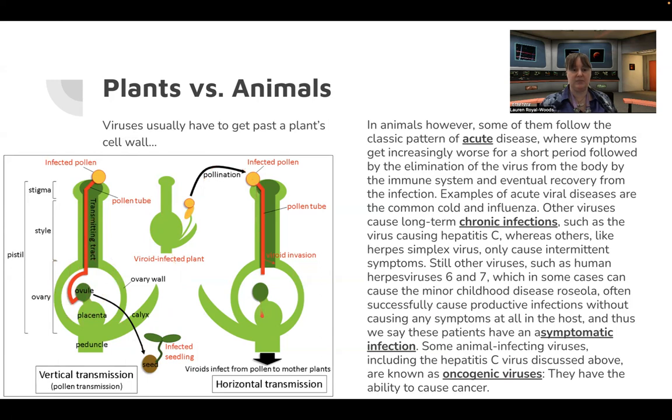Another way is that viruses infect pollen that goes to other plants. So it can do vertical transmission, where it comes in and makes viable children or seeds, and the seeds go on and turn into infected seedlings, sick plants. Or it goes horizontal, where it basically comes off an infected plant and then heads in through infected pollen that way. So a plant's weakness is its own reproductive cycle. It's one of the places where the cell wall does not protect it.